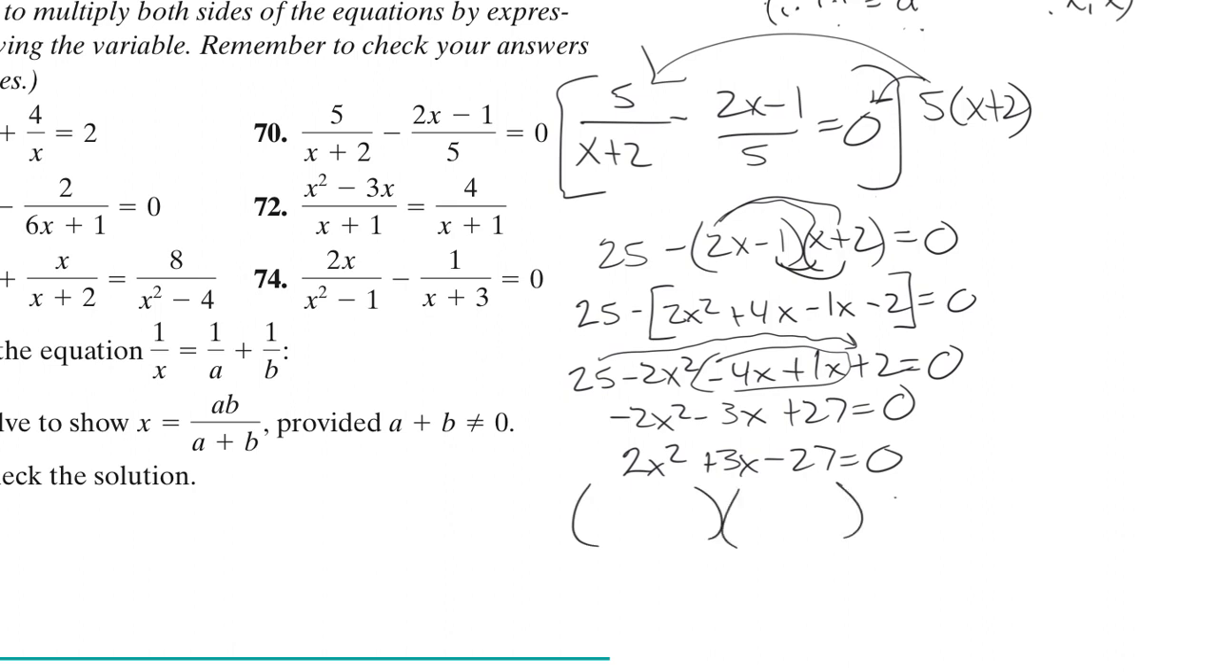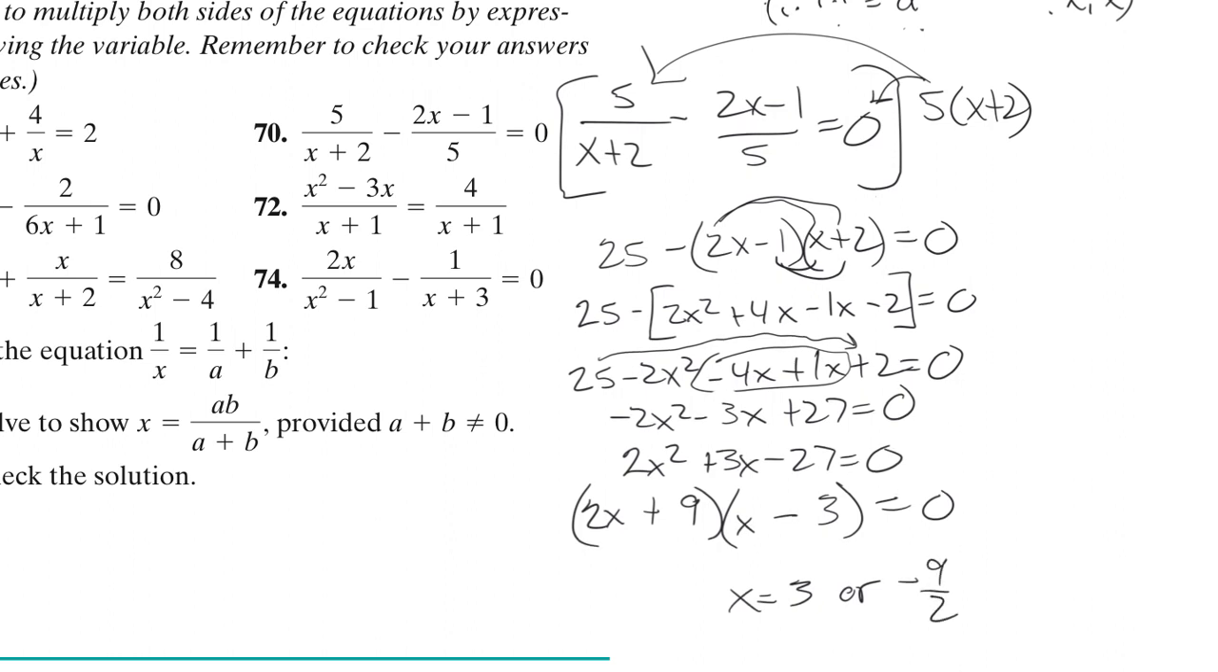Okay, let's see if I can figure this one out. 9 and 3. 9 times 3 is 27. So this is going to be 2x and this is x. Those are my only choices. 9 and 3, yeah, I gotcha. So it's going to be 9 and this is going to be 3, and I want it to be positive, so it's going to be plus 9 and minus 3. So x can be 3, or x can be negative 9 over 2.